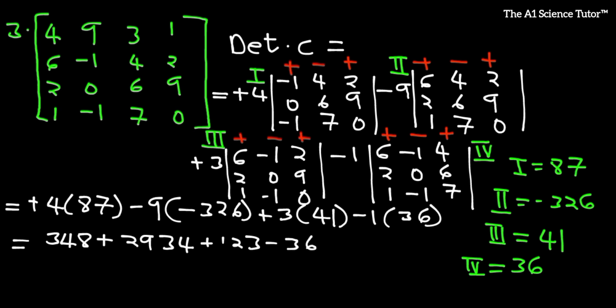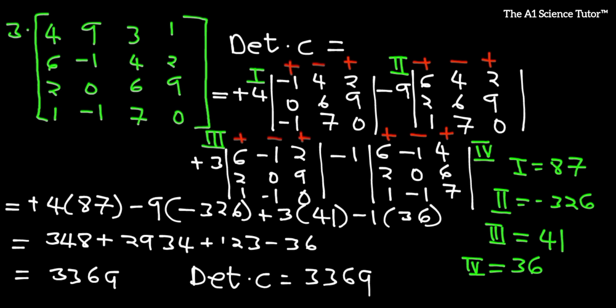So we need to add these numbers together. That is 348 plus 2934 plus 123 minus 36. So that is 3369. So that is the answer to the question. The determinant of the matrix C is equal to 3369. So that brings us to the end of this video.